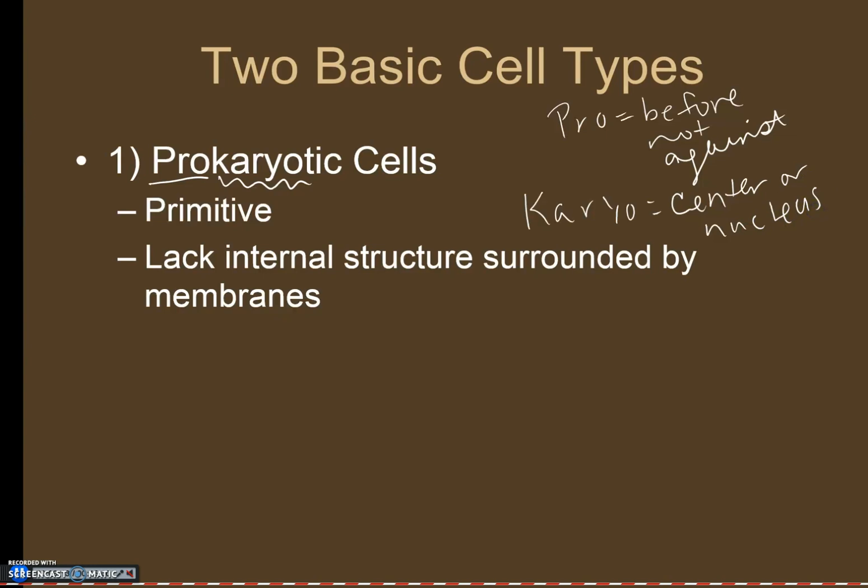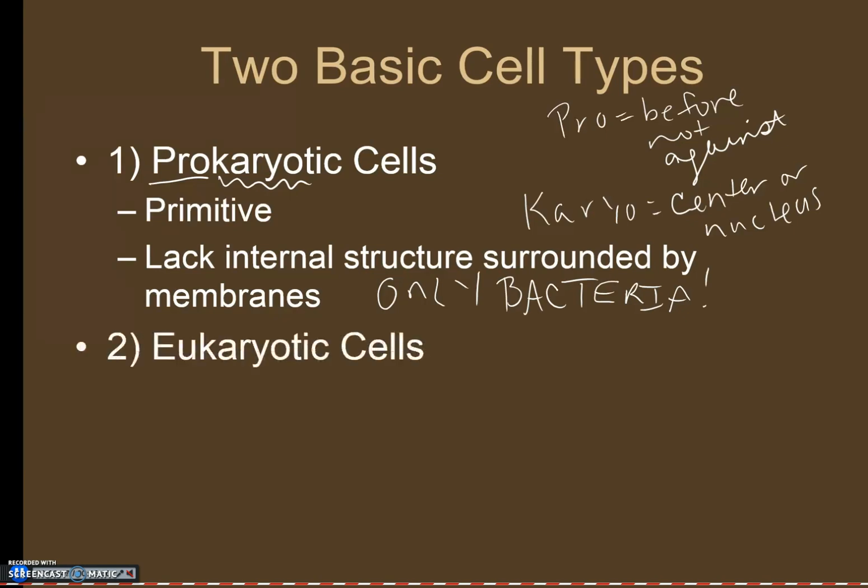So your prokaryotic cells are going to be more primitive. They do not have internal structures surrounded by membranes, so they don't have a true nucleus. They don't have true membrane-bound organelles. Your bacterial cells are going to be ones that are prokaryotic, so only bacteria. That is a question that you will hear now through May, and you will need to know the difference of the two basic cell types. It is one of the basic pieces of knowledge that you need to take from this entire course.